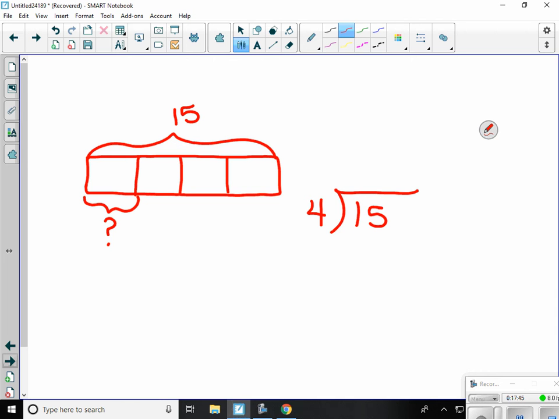So I'm going to show that to you now. Can 4 go into 1? No. Can 4 go into 15? Yes. How many? 3. 3 times 4? 12. With 3.